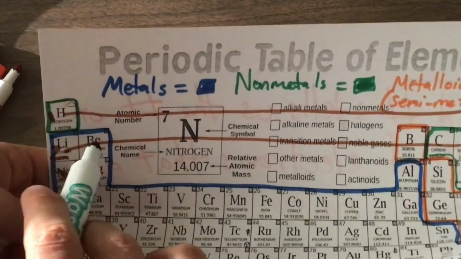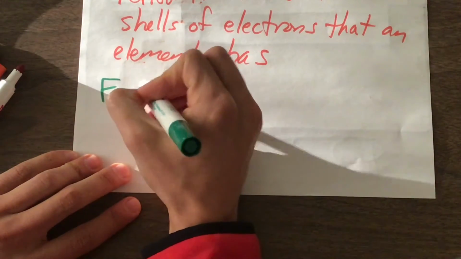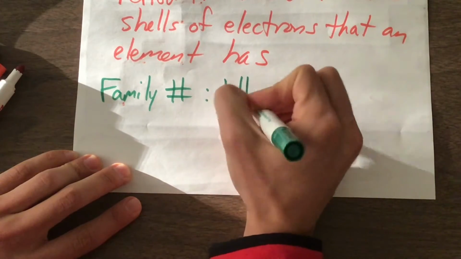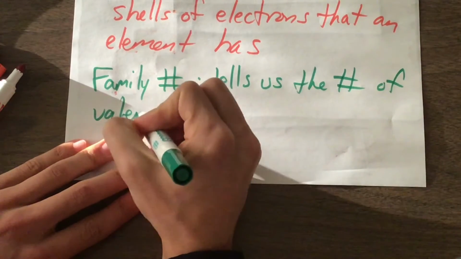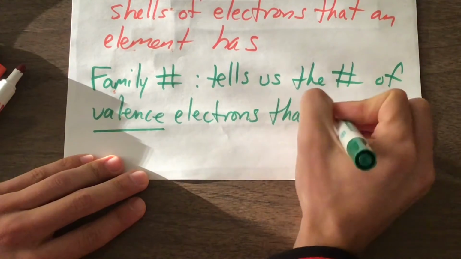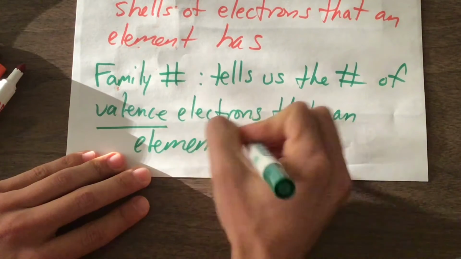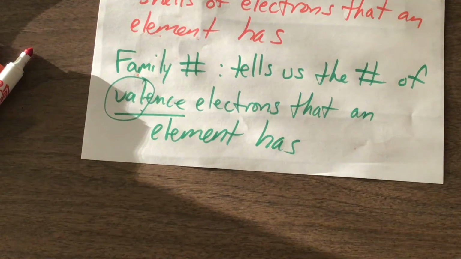Now, what does the family number tell us? Here's 1, 2, 3, 4, 5, 6, 7, 8, 9, 10, 11, 12, 13 through 18. Well, the family number tells us the number of valence electrons that an element has. You may remember valence: those are our valuable outer electrons that are responsible for forming bonds with other elements to form compounds.